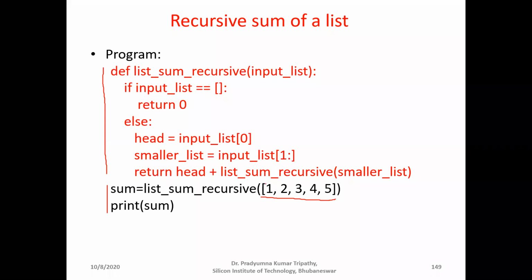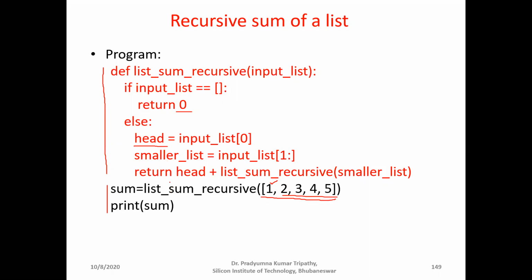The objective is to add the elements of this list. The list is being passed. If the list is empty, it returns 0. Otherwise, the first element is stored. That means the 1 is stored over here, right? The 1 is stored. The smaller list is 1 onwards, so the rest of the elements from index 1 onwards are stored in the smaller list.